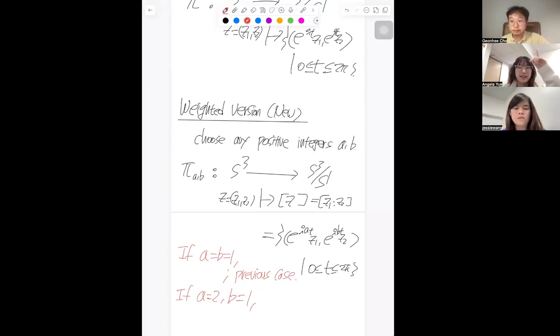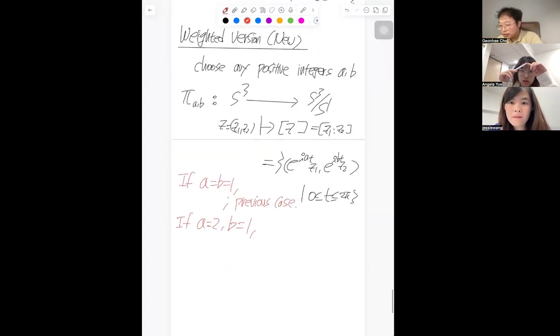When it rotates twice, it's not the same rotation as in the previous case, where Z1 paired with Z2. They rotate all together one time, so it just goes back to the original point from 0 to 2 pi. But it's not like that. Z1 is already rotating twice, whereas Z2 rotates just one time. I do not know how to even draw it. You two might have a better intuition than I do.